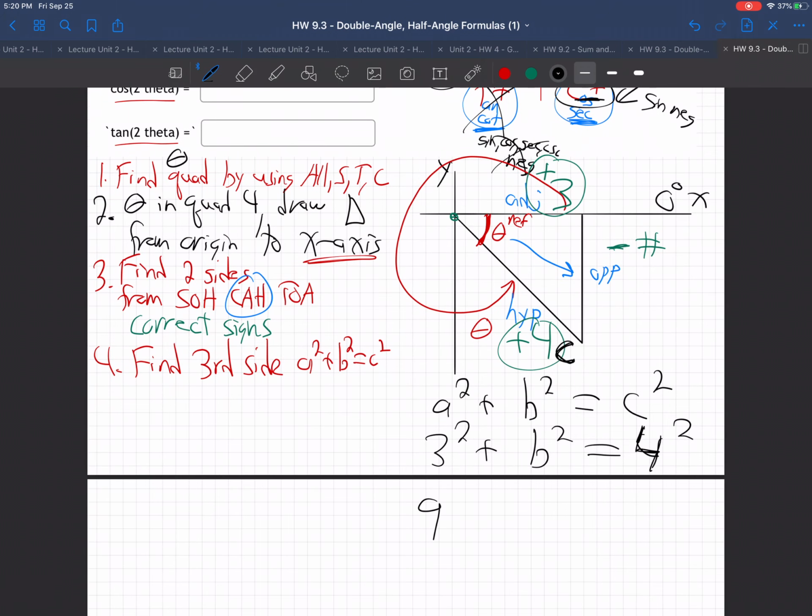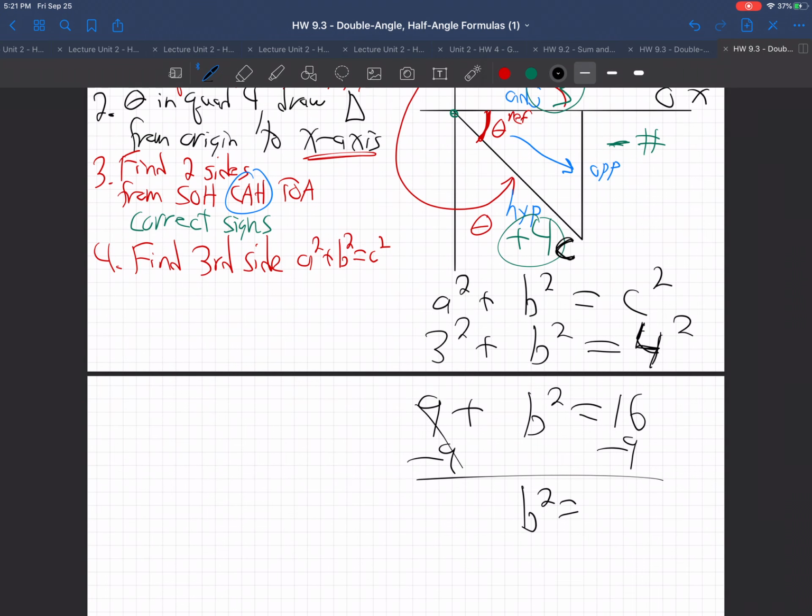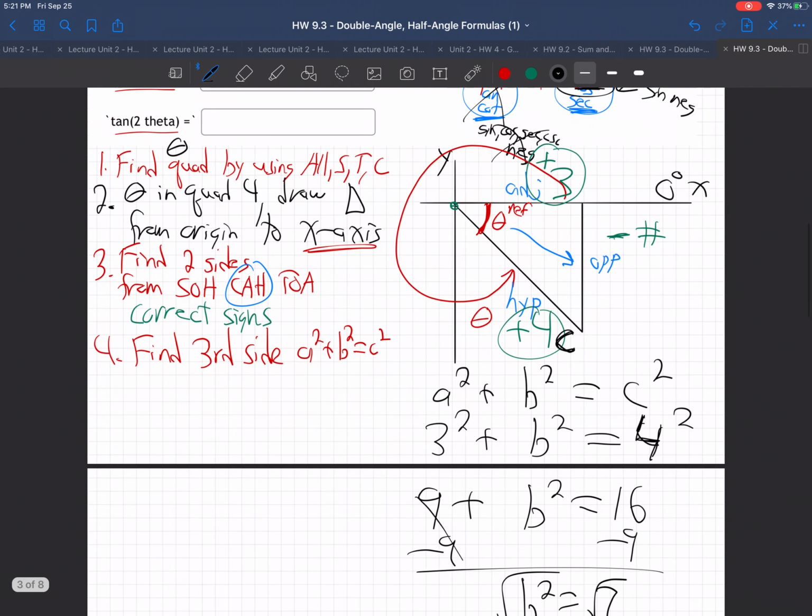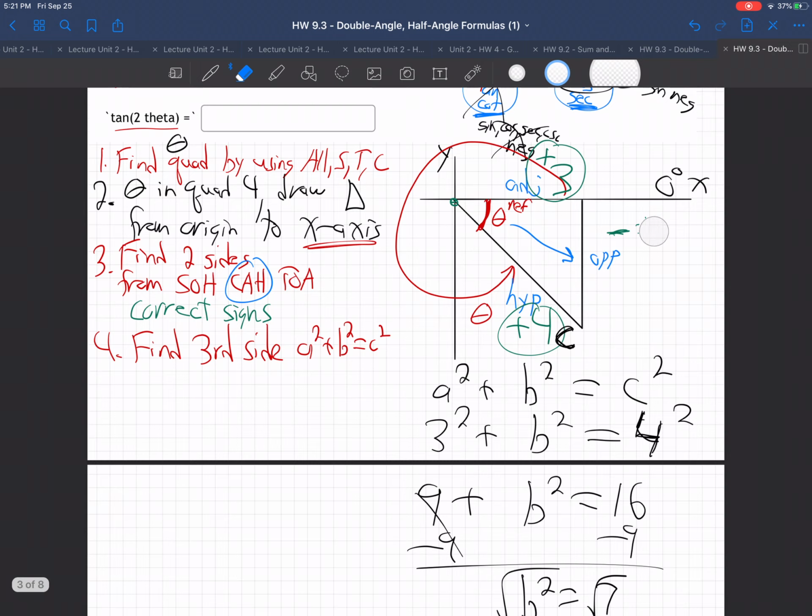So that's going to be 9 plus b squared is 16. Subtract 9 from both sides. B squared is 7. Root it. B is the root of 7. So let's come back here. And now I know this is negative the root of 7. As we said, it's negative because, again, this is right and down. So this side is negative root of 7.